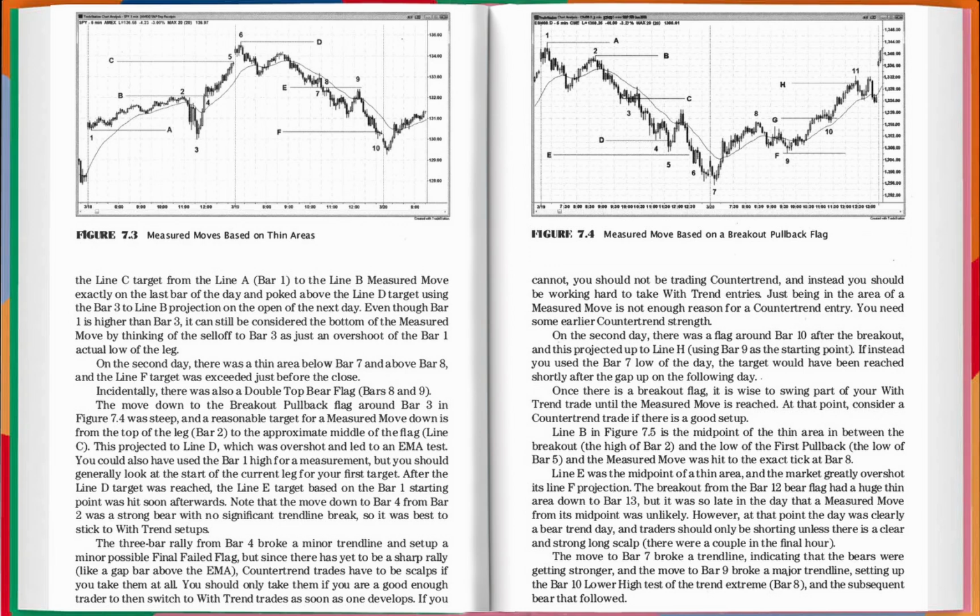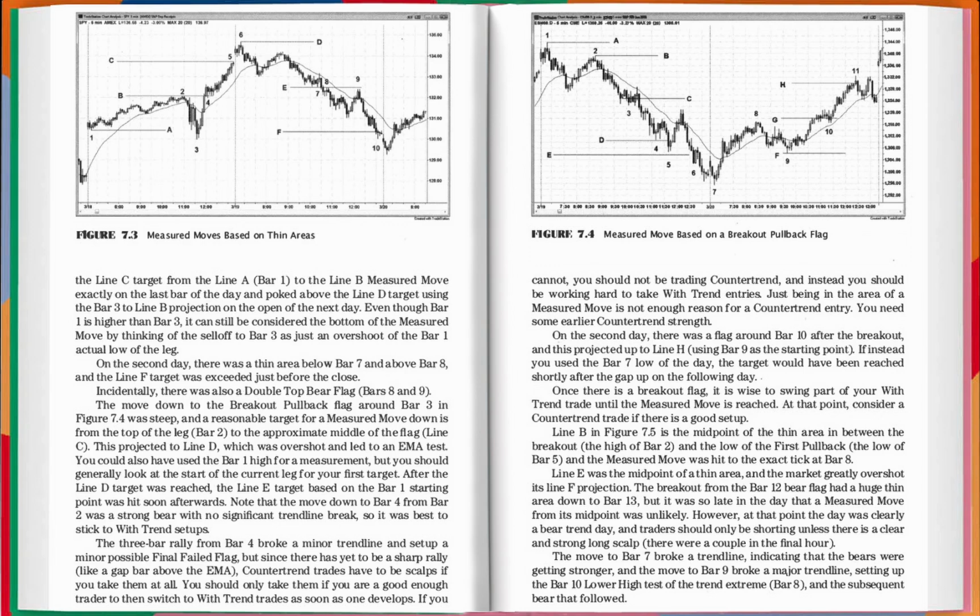Even though bar 1 is higher than bar 3, it can still be considered the bottom of the measured move by thinking of the sell-off to bar 3 as just an overshoot of the bar 1 actual low of the leg. On the second day, there was a thin area below bar 7 and above bar 8, and the line F target was exceeded just before the close. Incidentally, there was also a double top bear flag, bars 8 and 9.